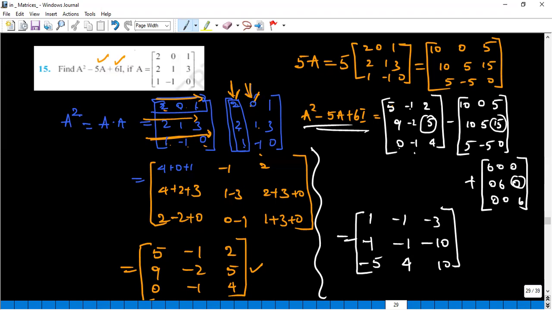A squared minus 5A plus 6I. This is clear. If there is any doubt, just mention in the comment section.